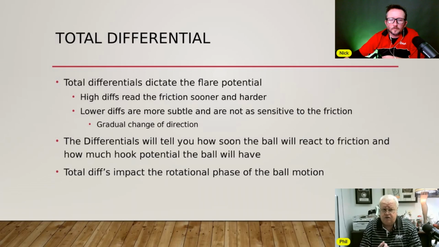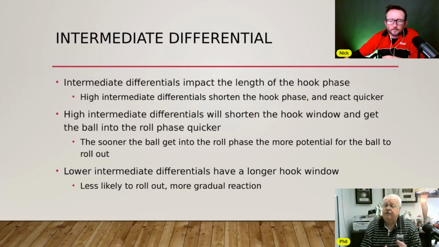If you're a slow speed player, without regard to what your rev rate is, you want to look at a lower differential ball with a higher RG, because it'll get it down the lane much easier. Right. And total diffs impact the rotational phase of the ball motion. If it's a higher differential ball, the rotational phase is going to have more hook potential. So you have to be careful when you start to select diffs.